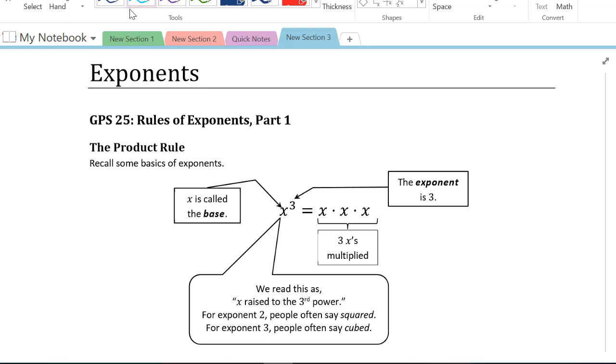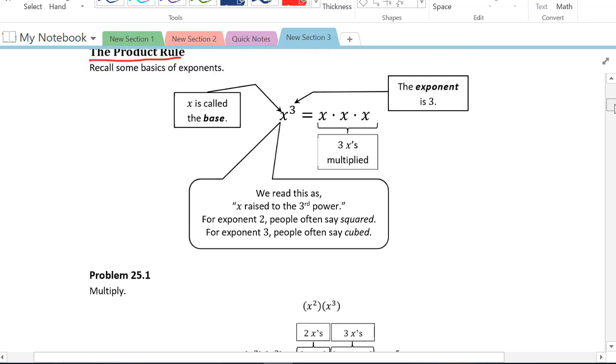Let's take a look at GPS 25. So in GPS 25, we're going to look at exponents. All right. And more specifically, we're going to look at some rules of exponents. So the first rule of exponents we're going to learn is called the product rule. Okay. So if you remember from a few GPSs ago, product means to multiply, right? So let's take a look at what the product rule says.